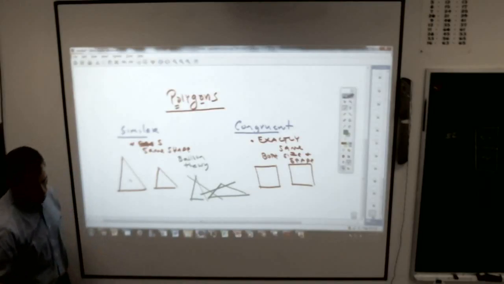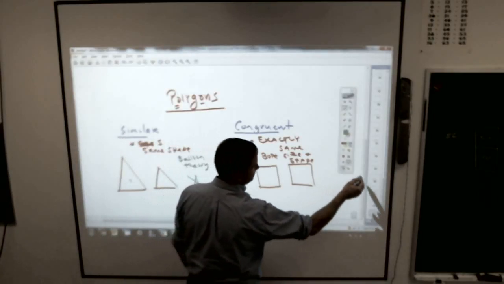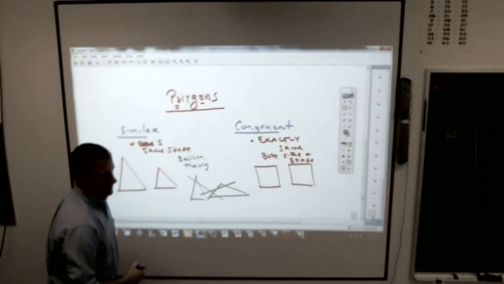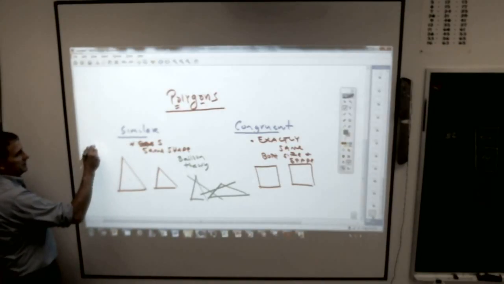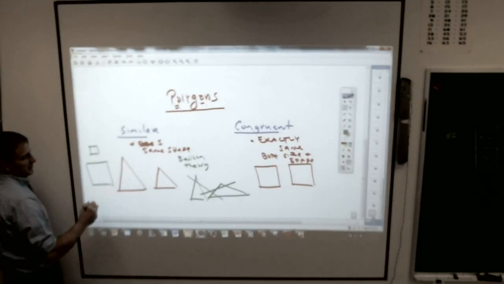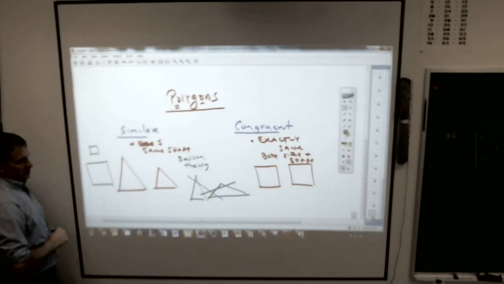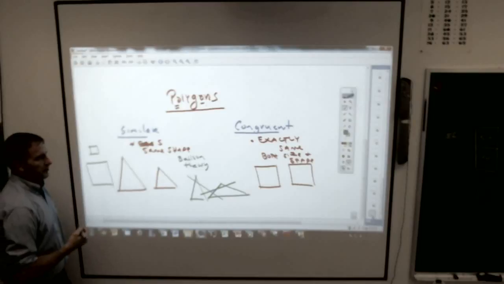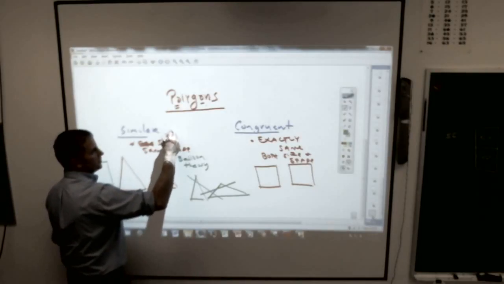Some shapes are always similar. For example, a square. Squares have to be similar. Why? Because all four sides are the same. They grow at an equal rate. When things are similar, we say their sides are proportional.